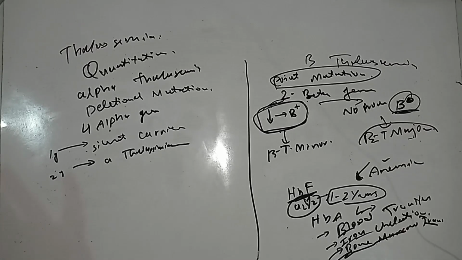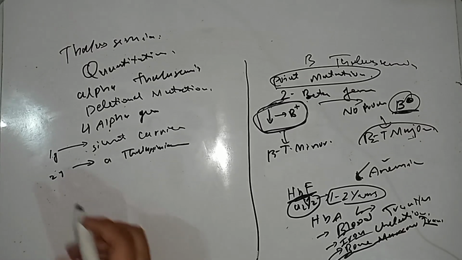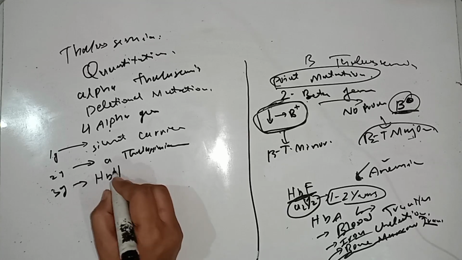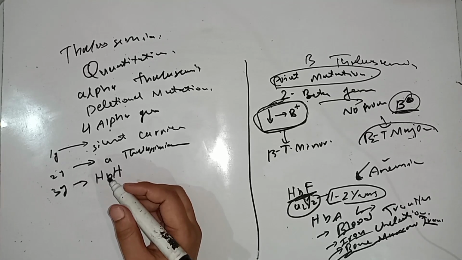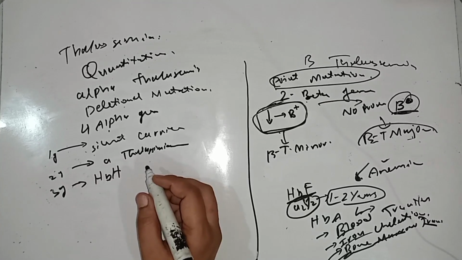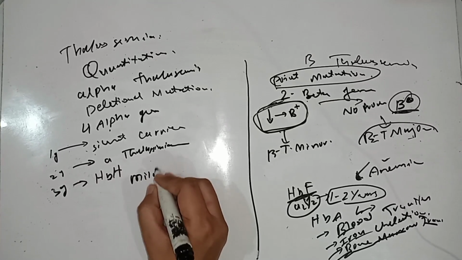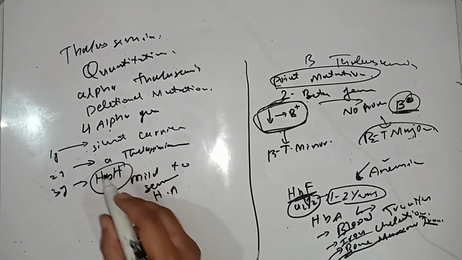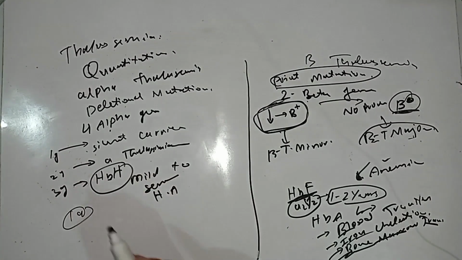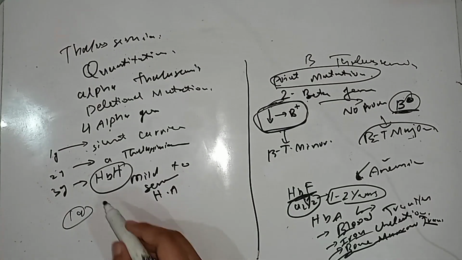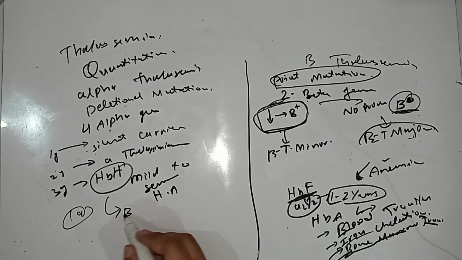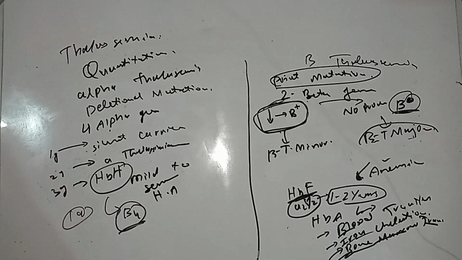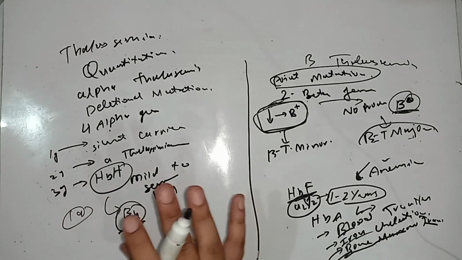However, if 3 genes are defective, then the condition is called HbH disease. HbH disease is a mild to severe hemolytic anemia. In this condition, what happens? Only one alpha gene is working, so some amount of hemoglobin will be formed. However, in the rest of the cases, beta globin chains will form beta globin tetramers. So it is called HbH disease, and it leads to mild to severe hemolytic anemia.